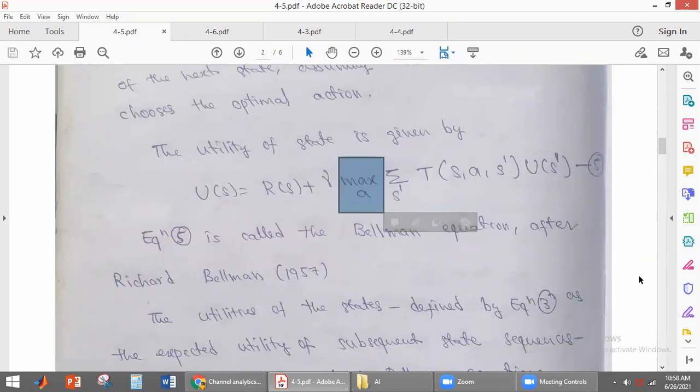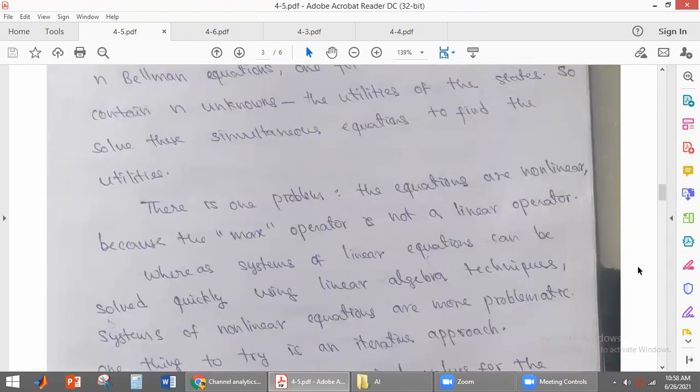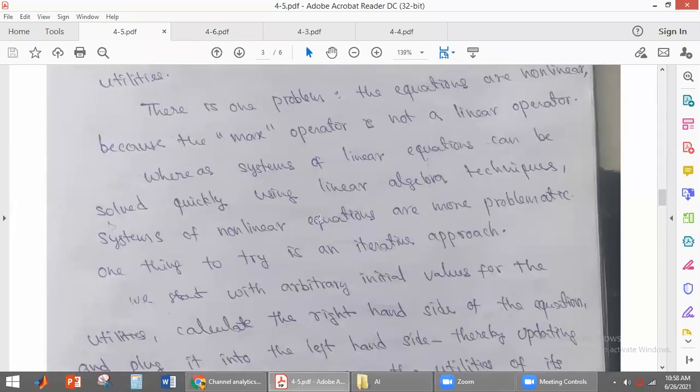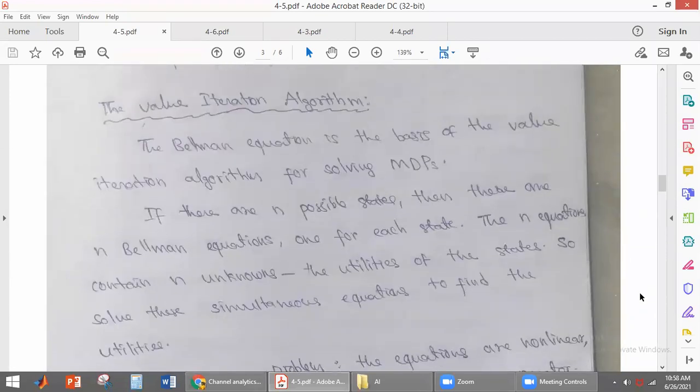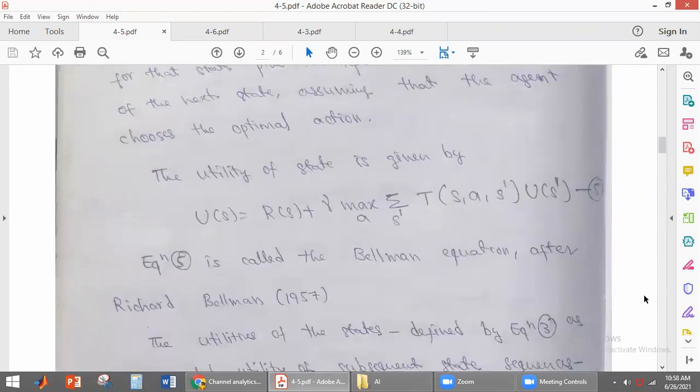Since there is a max operator here, the Bellman equation is a non-linear equation. How do we solve this non-linear equation? We'll be using an iterative approach. Initially, we assume all state values are equal to 0.